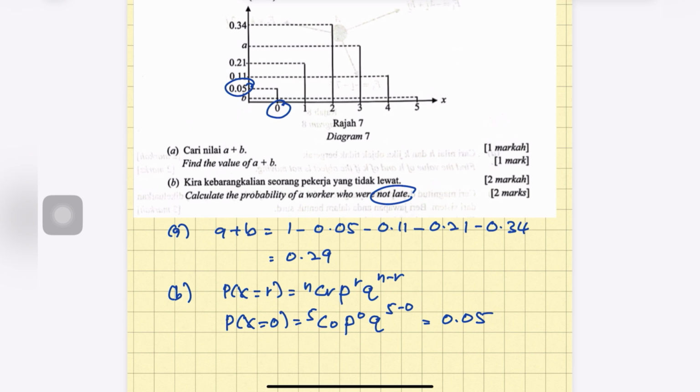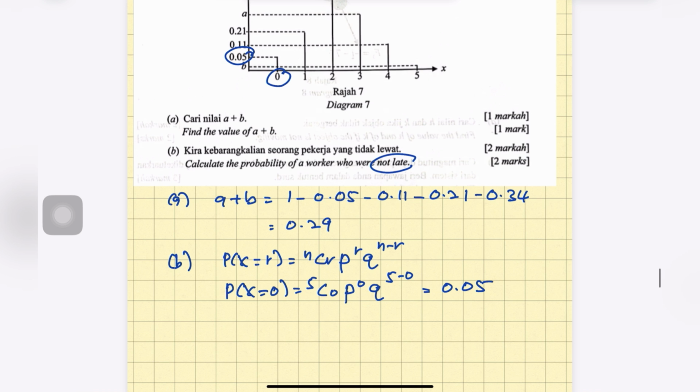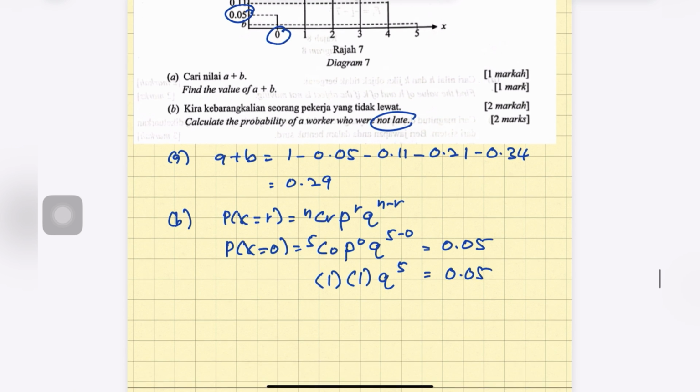Okay, so then we can find it. 5C0 is 1, p to the power of 0 is 1. So this one, q to the power of 5 equals 0.05. Okay, so later we can find q, which equals the fifth root of 0.05, which is 0.5493.